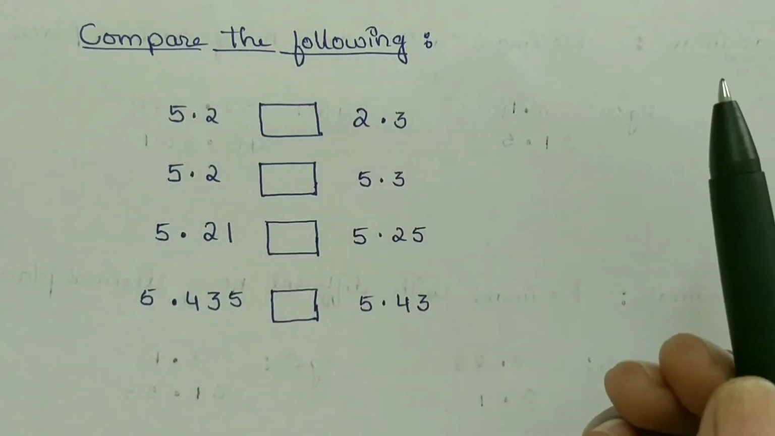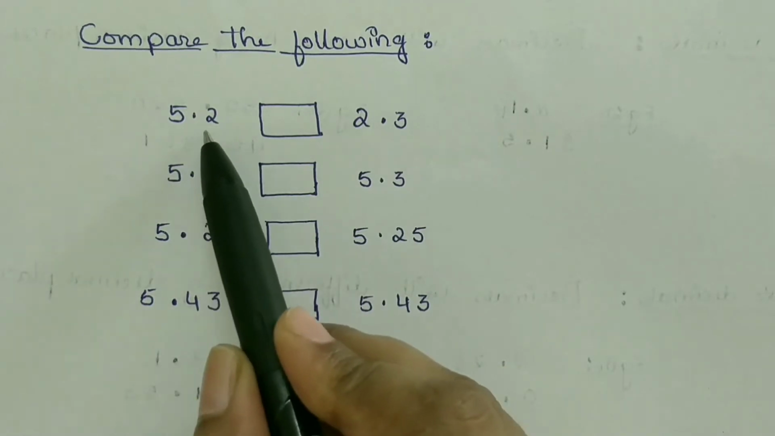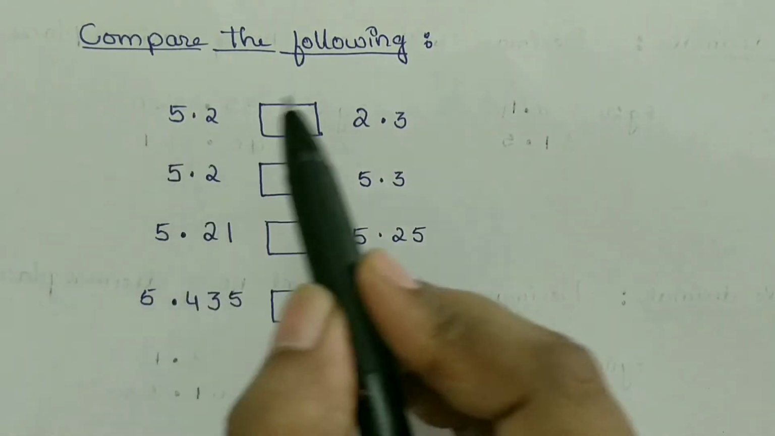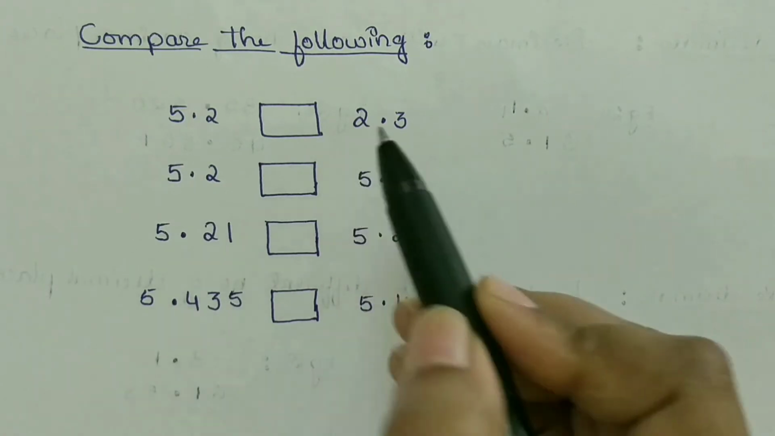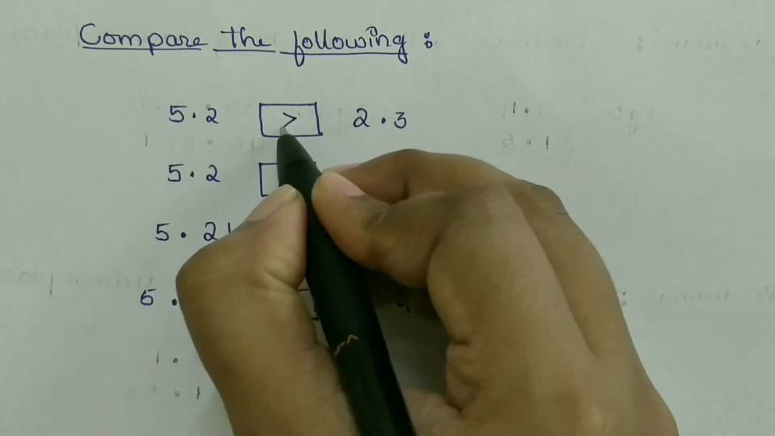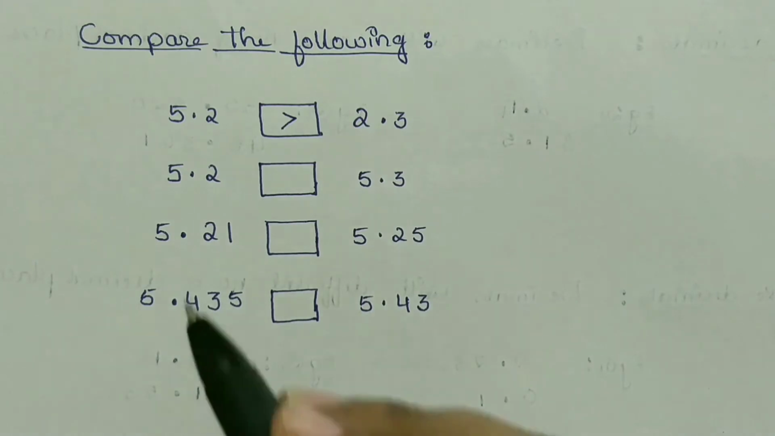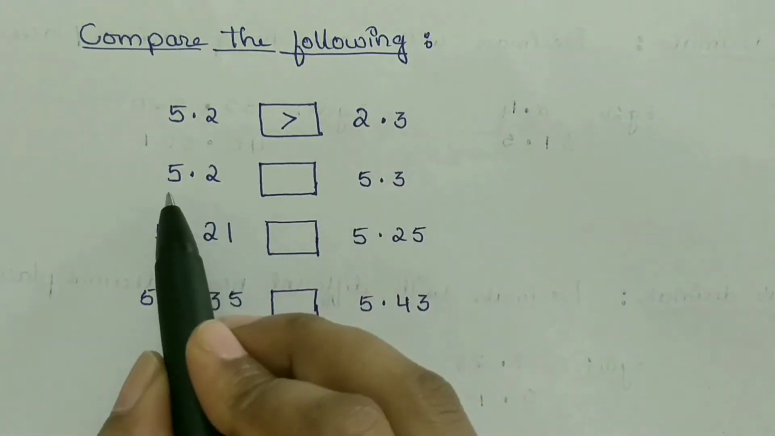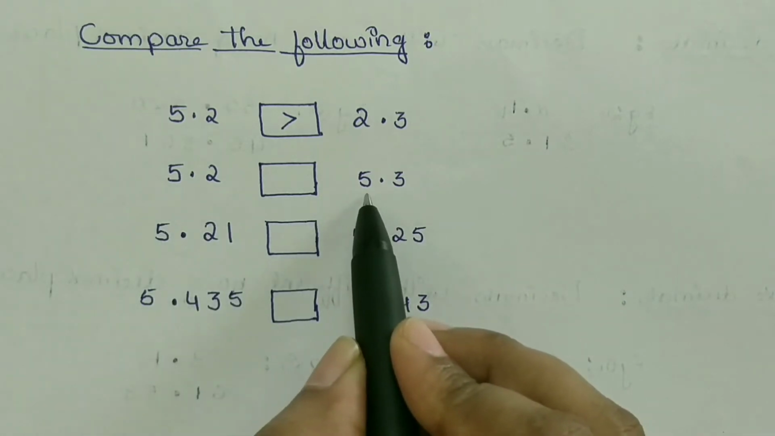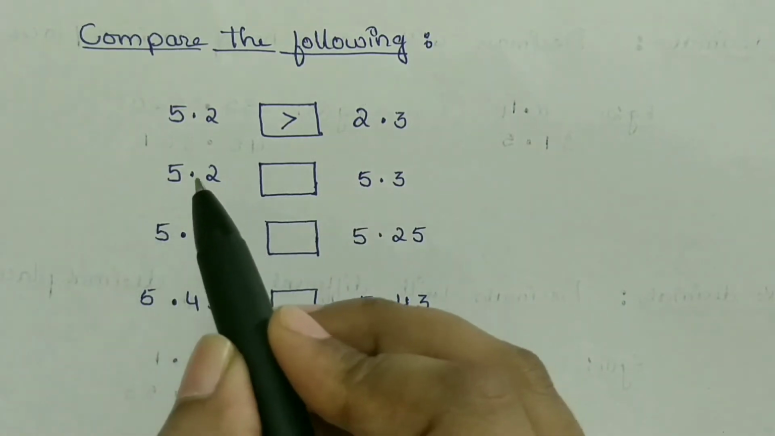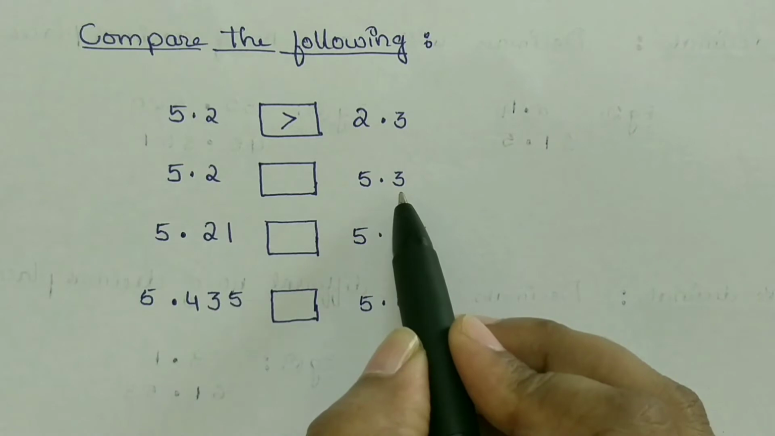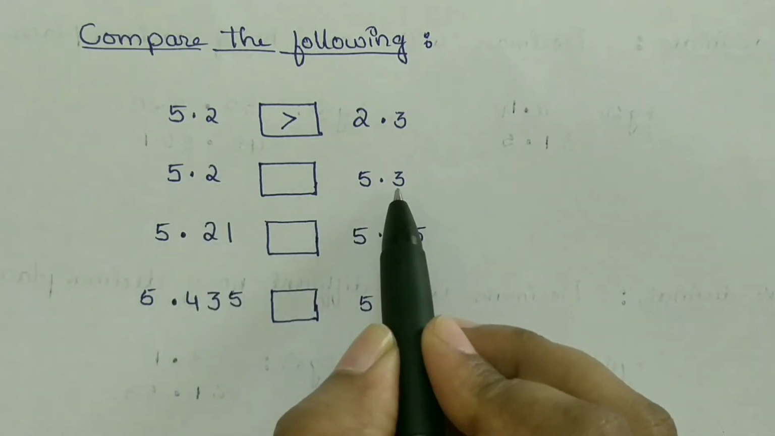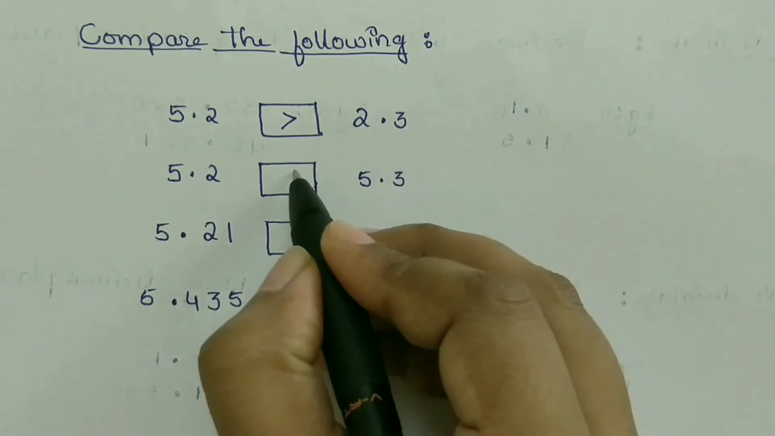Compare the following decimals. 5.2, 2.3. Here the whole number 5 is greater than whole number 2. So 5.2 is greater than 2.3. Next one, 5.2, 5.3. Whole number part is equal. So go to the first decimal place. 2 and 3. 3 is greater than 2. So 5.3 is greater than 5.2.